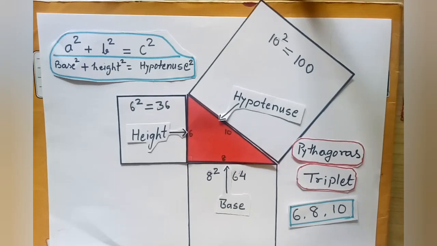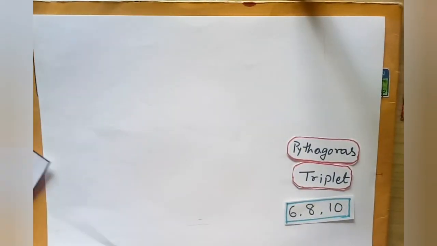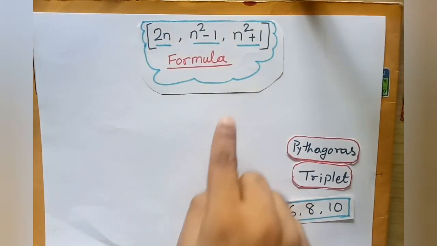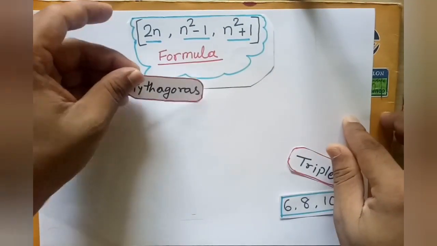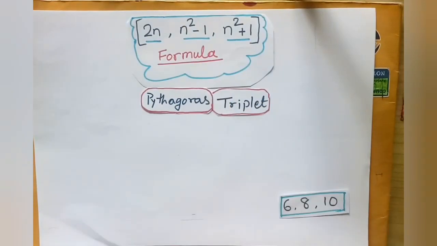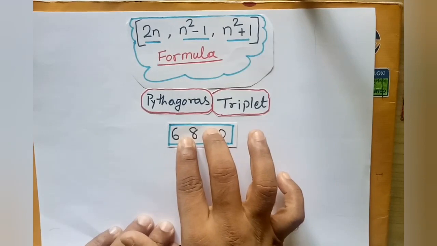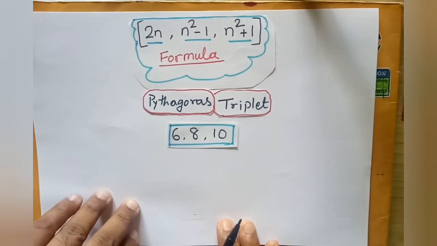So what do we have? I hope you remember, earlier I showed you this formula. This formula will help you to find out the Pythagoras triplets. First is 2n, second is n squared minus 1, and the last one is n squared plus 1. So it's very simple. If you look at this formula, though it looks a little difficult, I tell you it's very simple.